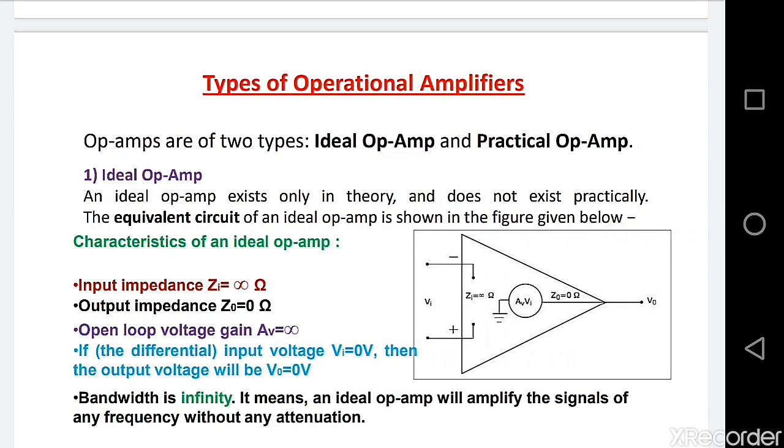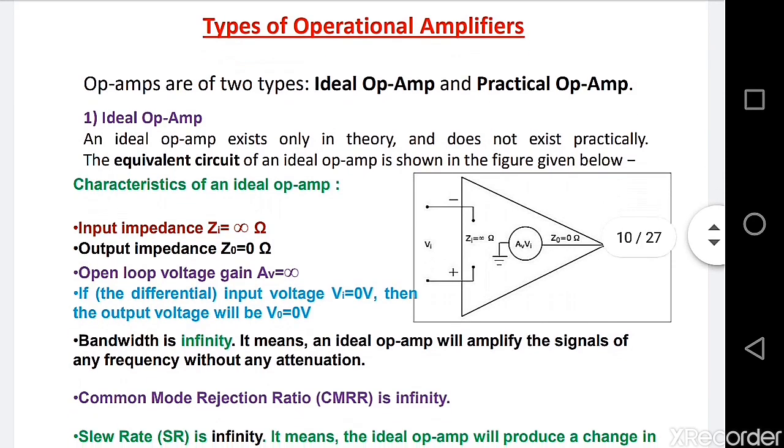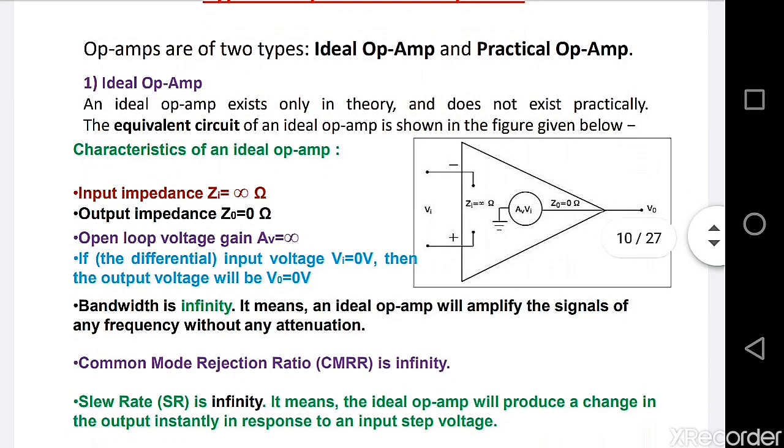So now we'll go through types of operational amplifiers. Generally, operational amplifiers are of two types, ideal op-amp and practical op-amp. First we'll see ideal op-amp. An ideal op-amp exists only in theory and does not exist practically. We use ideal op-amp in theory only.